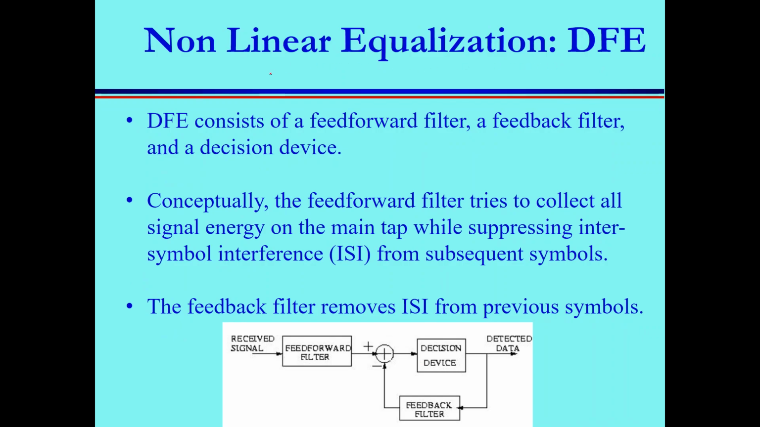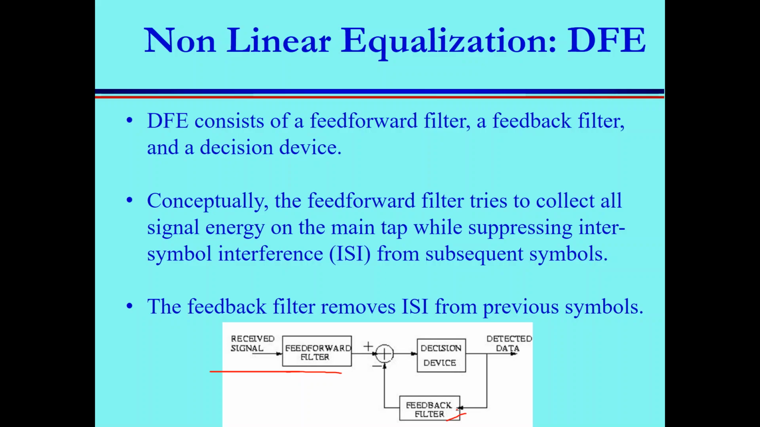Decision feedback equalizer, which is nonlinear, consists of a feedback filter and a feed-forward filter. This is the feed-forward filter and this is the feedback filter. The feed-forward filter tries to collect all signal energy on the main tap, which is the tap at which you have your desired symbol, while suppressing the interference from subsequent symbols. The feedback filter removes the intersymbol interference from previous symbols.